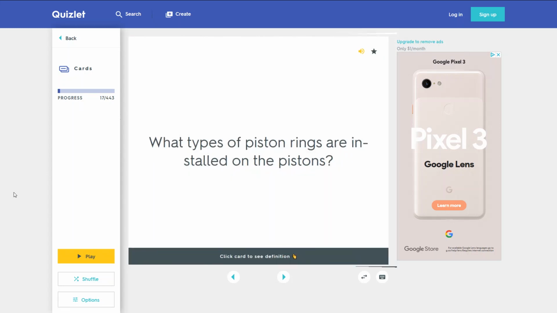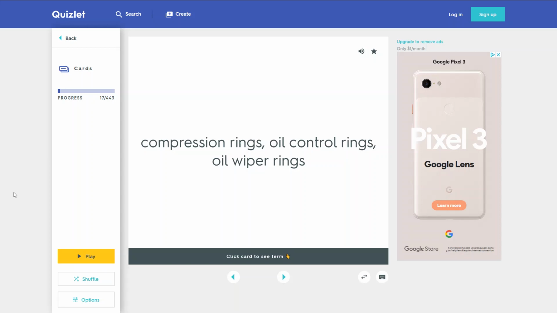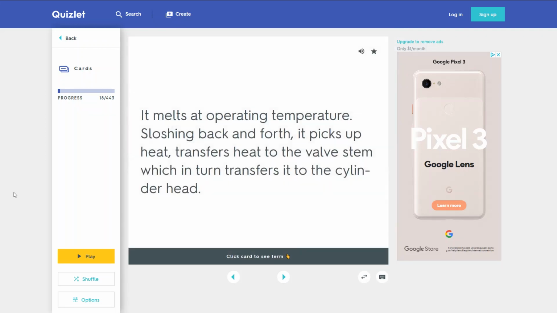What types of piston rings are installed on the pistons? Compression rings, oil control rings, oil wiper rings. Why are some exhaust valves partially filled with metallic sodium? It melts at operating temperature, sloshing back and forth. It picks up heat, transfers heat to the valve stem, which in turn transfers it to the cylinder head.